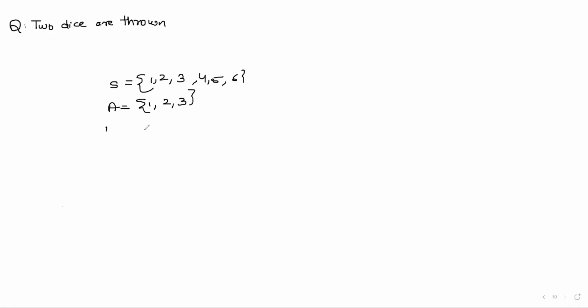Sir, can you please explain exhaustive events once more? Yeah. Exhaustive means if you find the union, then it should give you the sample space. So for example, if we throw a die and we get these outcomes 1, 2, 3, 4, 5, 6. Say A is 1, 2, 3 and B is 3, 4, 5, 6. Then Yusra, what is the union of these two events?